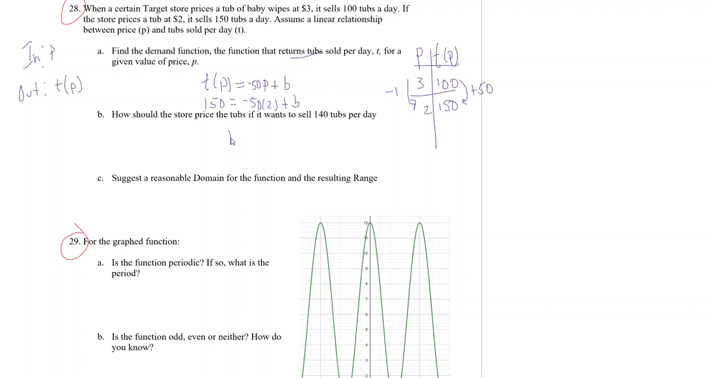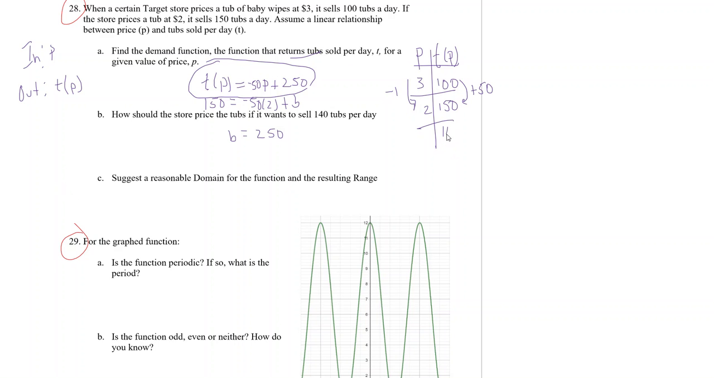If I solve that, I get B is equal to 150 plus 100, which is 250. So I go back up here now and replace that with 250, and I now have the function T of P. So it's 250 tubs minus 50 tubs for every $1 increase in sales. All right, so if you want to sell 140, that's the output. That's the T of P column.